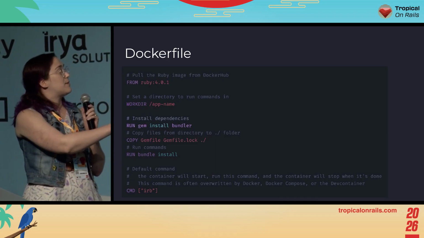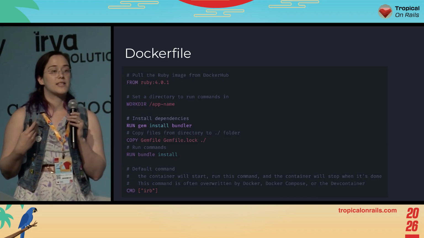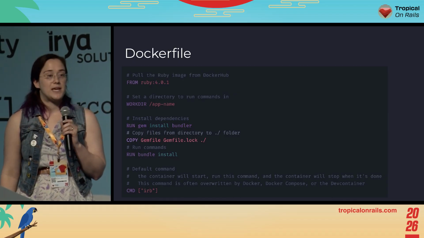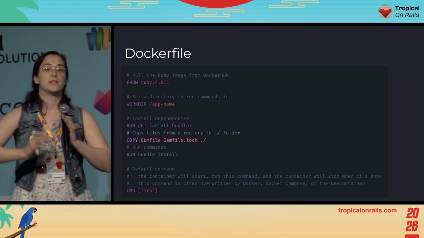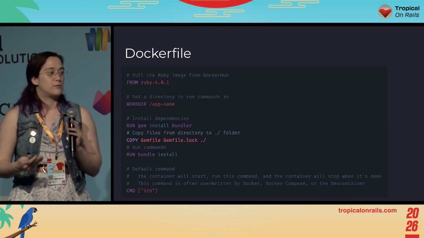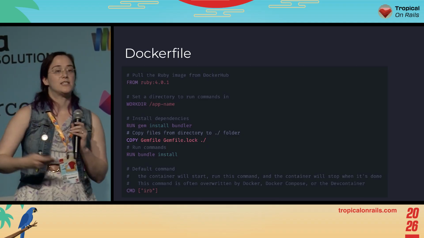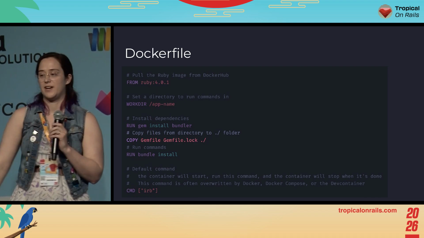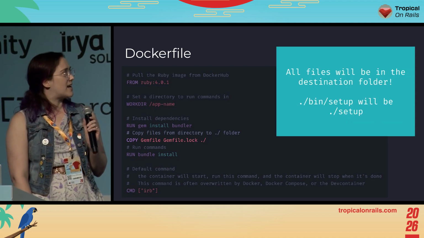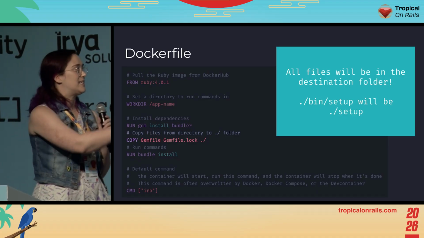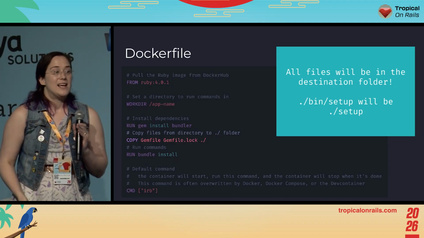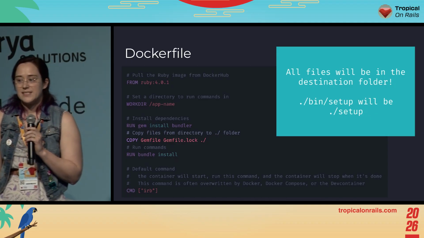Next, we're going to look at the RUN command. In this case, it's going to call the command gem install bundler for us. Our next one is COPY. This is going to copy files from the context of the Dockerfile, basically the place it's being run from. So this is your local system, and it's going to copy it into the folder that's specified there. This is a little bit tricky sometimes because all files are going to be in the destination folder. So if you call something like COPY ./bin/setup, that's going to get copied over as setup itself.